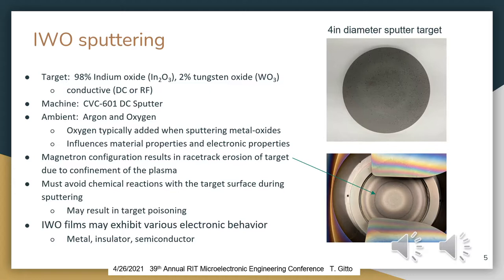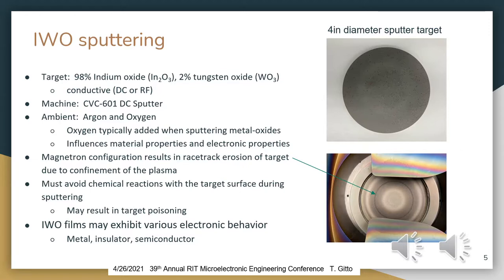Oxygen is typically added with sputtering metal oxides. This influences the material properties heavily, and we will find out how it affects the material properties later on.